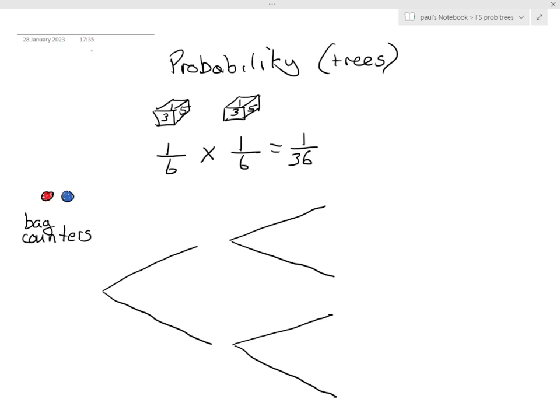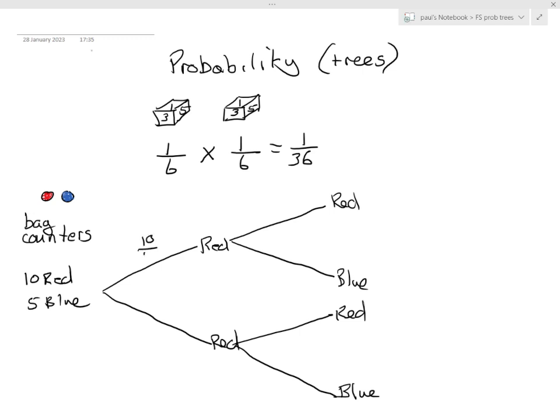So say we've got 10 red and 5 blue. So this is red, and this is red, and this is blue, and we do the same. Red, blue, and red. Okay, so the chances of picking a red one out first time are, there are 10 red and there are 15 altogether. So this will be 10 over 15.